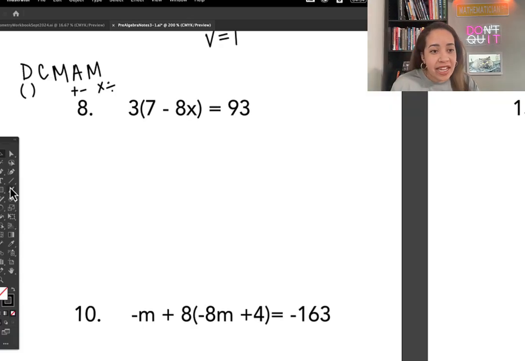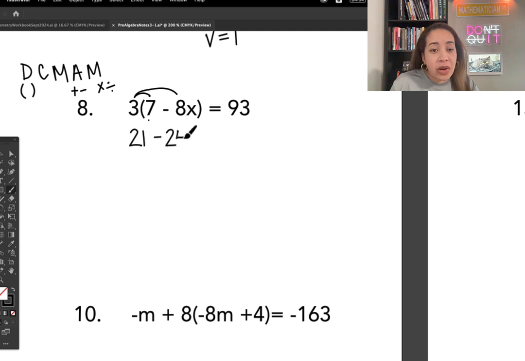Here is number 8. So as we practice, we think through our steps. We know don't call me after midnight, where the D stands for distribute. So we will start by distributing 3 times 7, and then we will do 3 times negative 8. 3 times 7 gives us 21. 3 times negative 8 gives us negative 24.